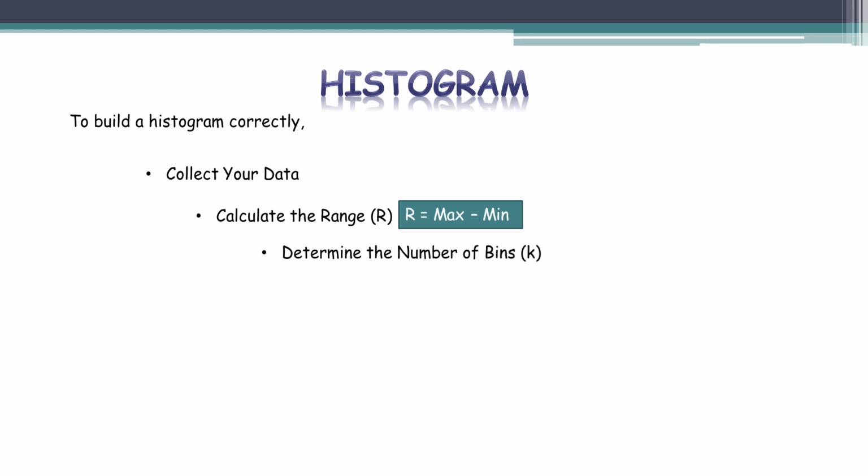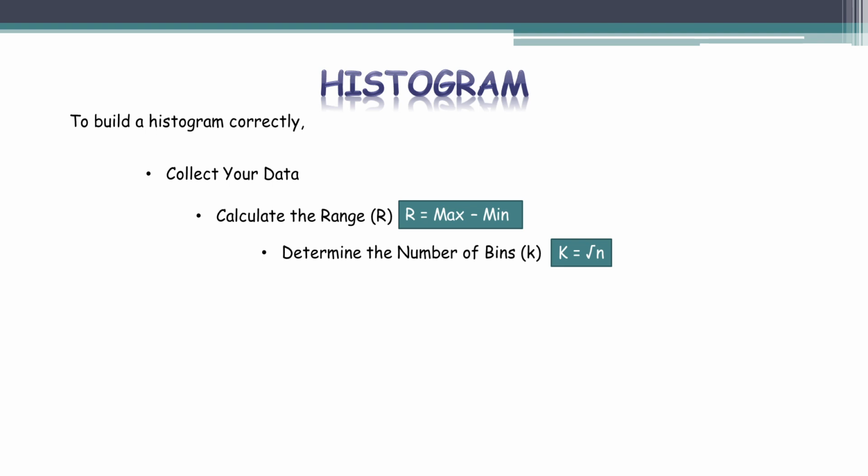Next, determine the number of bins, that is K. Each bin represents a specific range of value, that is, the data has to be divided into small groups. For example, if you have 100 set of data, 10 to 20 is one group, 20 to 30 is one group, and so on. The common shortcut is the square root rule.